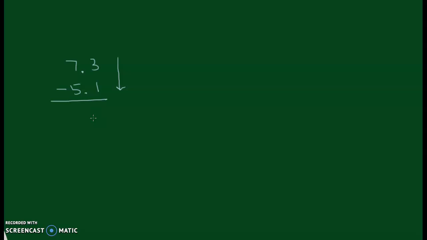3/10 subtract 1/10 is 2/10. I'm going to go ahead and put my decimal in. I can wait till the end to do it, but I like to do it now so that I don't forget. And then 7 subtract 5 is 2. So my answer for that would be 2 2/10.